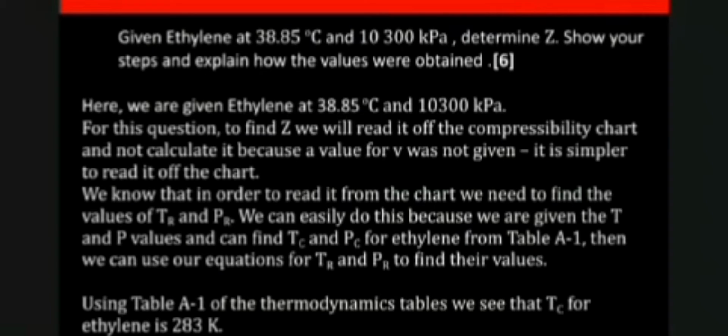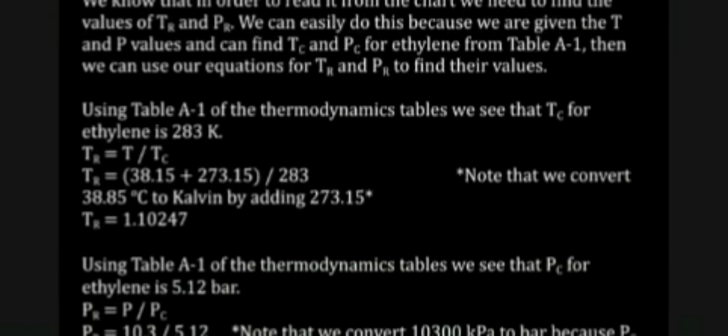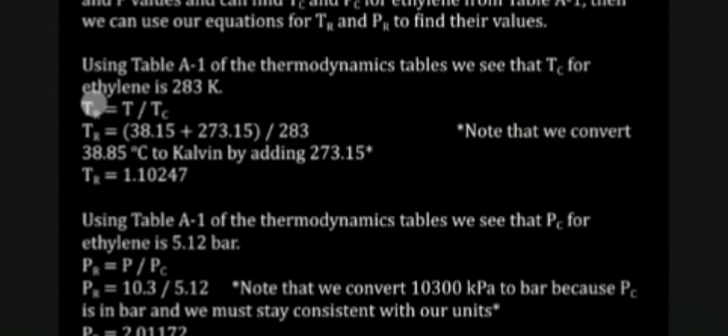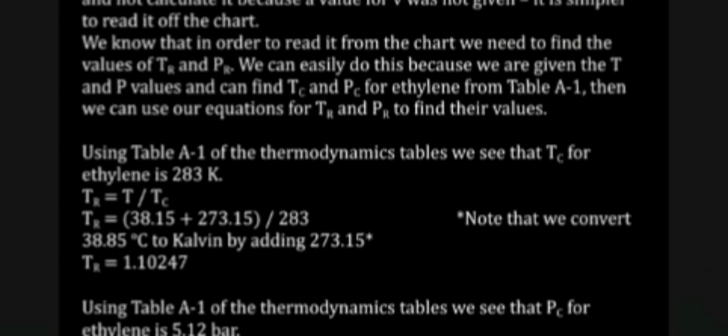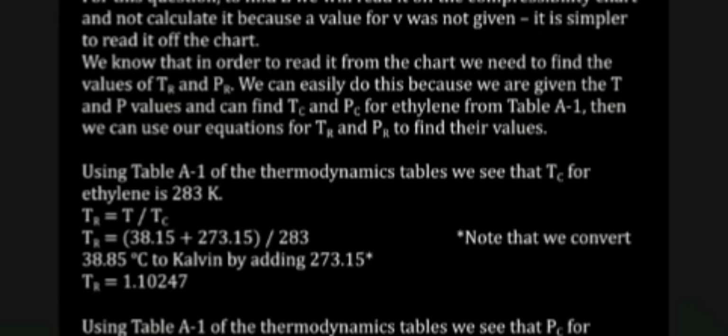Let's look at an example where we have to determine the value for Z using our compressibility chart. We are given ethylene, its temperature, and its pressure. We know that in order to read the compressibility chart, we need a value for TR and PR. We can easily find these using this equation and this equation. We are given our T value, we're also given our P value. We can find our TC value and our PC value using table A1 of the thermodynamics tables.